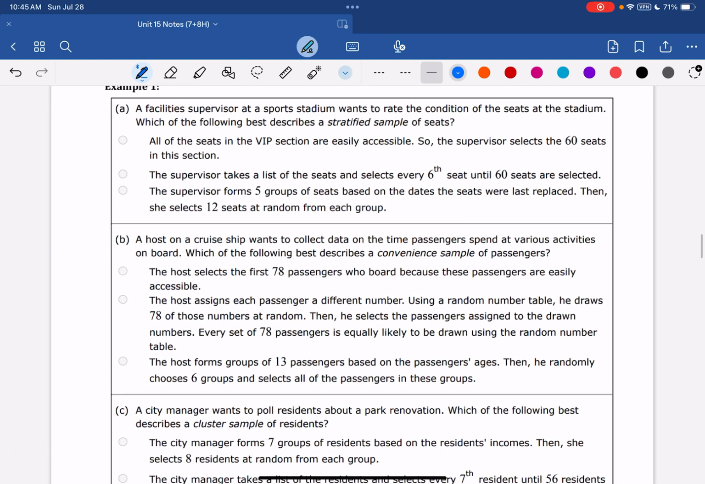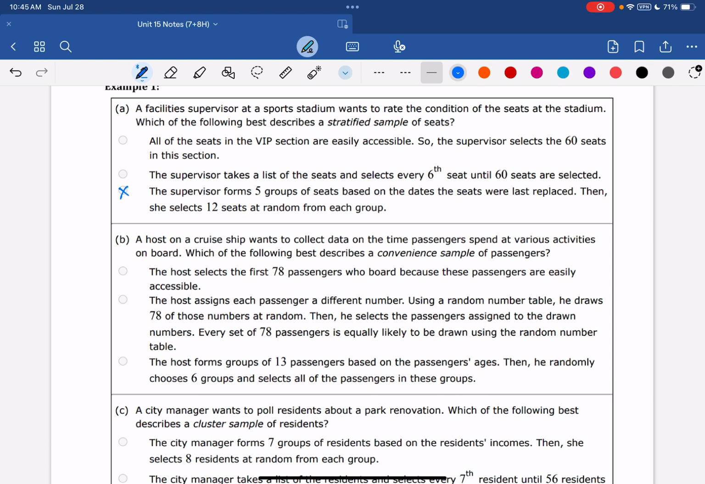Okay, so it says all seats in the VIP section are easily accessible, so the supervisor selects 60 of those seats in the section. That sounds like convenience to me. Okay, the supervisor makes a list of the seats and selects every 6th seat until 60 seats are selected. The supervisor forms 5 groups of seats based on the dates the seats were last replaced, and then she selects 12 seats at random. Okay, so she grouped things together and then split them up. So that would be stratified.